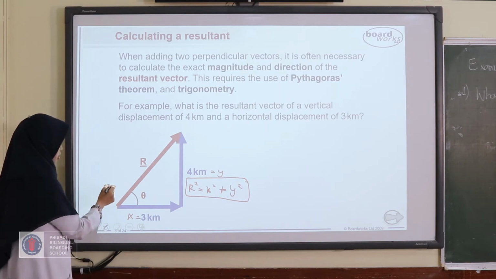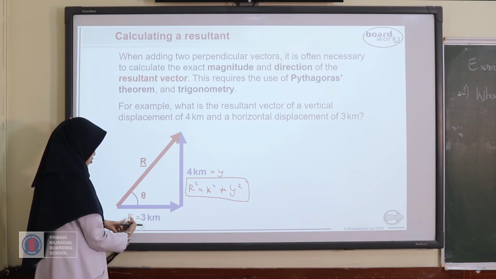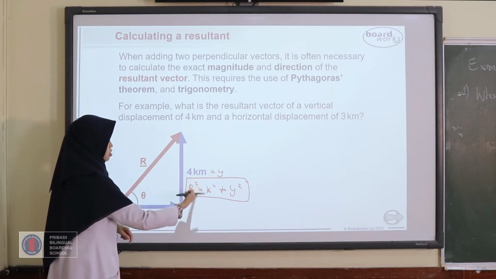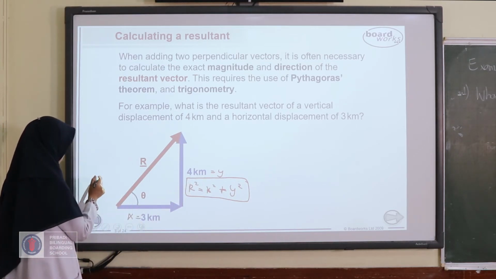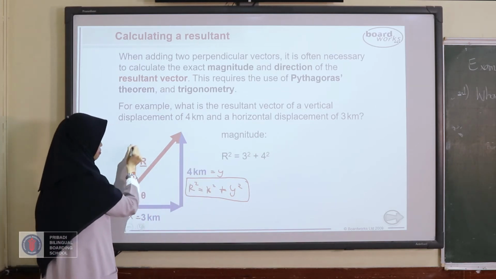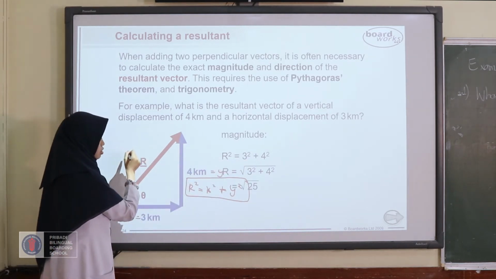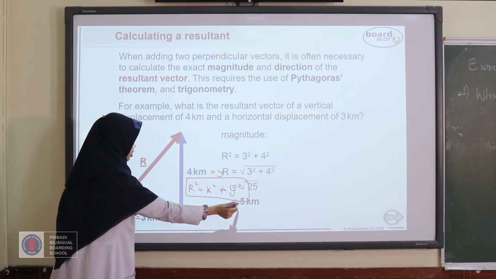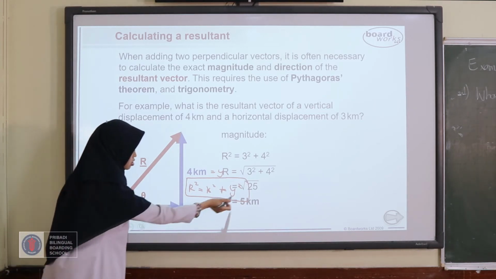So what you have to do is just plug in the numbers. Here you have x is 3 kilometers and y is 4 kilometers. Just square them. Okay, let us see the next slide, for the magnitude. Just plug in the numbers and then take the square root of it, and we will get the square root of 25, so the answer is 5 kilometers. Okay, I think it's clear for you, yeah?